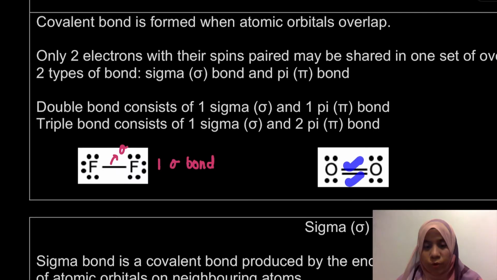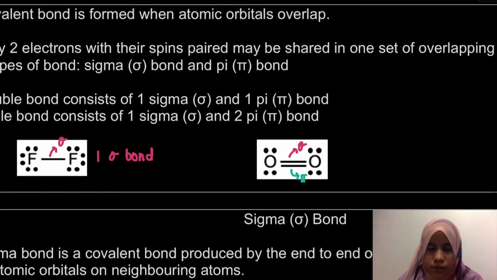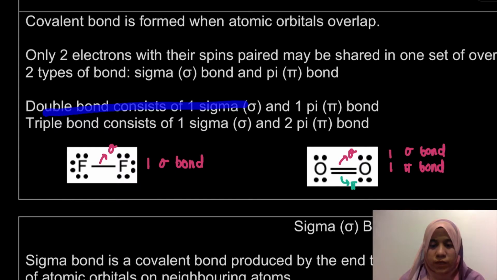How about oxygen? Oxygen has a double bond. The first one is our sigma bond, but the second one is what we call a pi bond. So for oxygen, what we have is one sigma bond and one pi bond. That is the meaning of it: a double bond consists of one sigma and one pi.